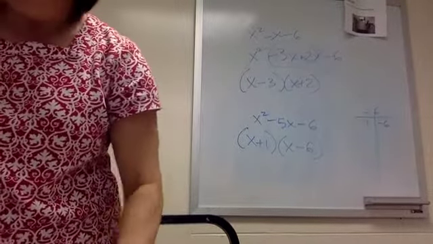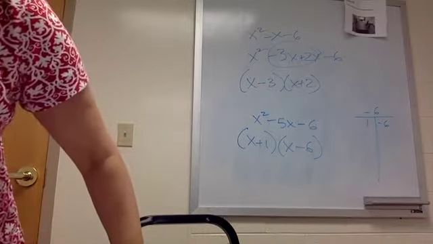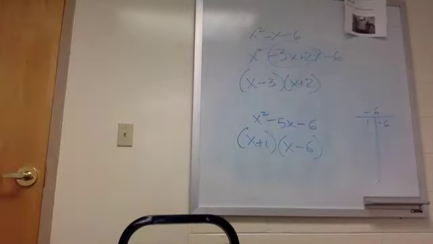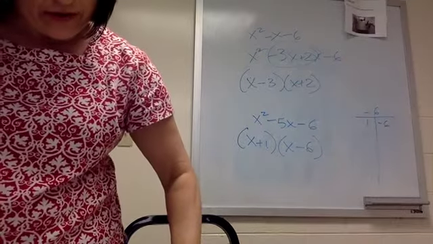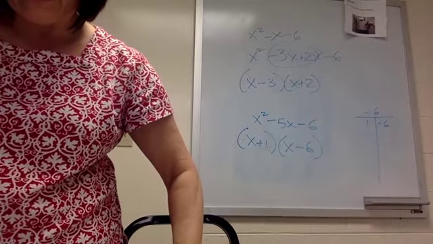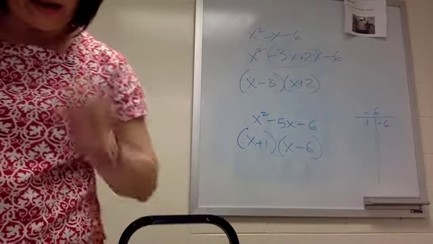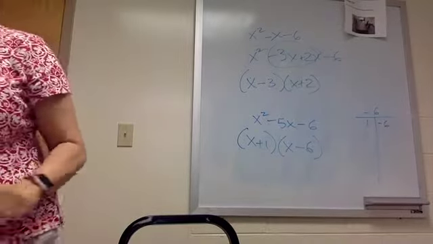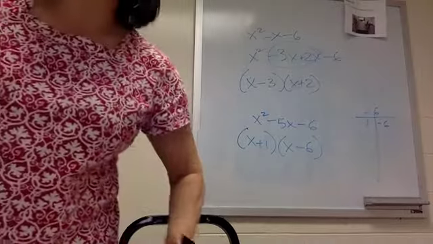For number 10, you're looking for factors of negative 10 that combine into negative 3. So 10 and negative 1, that's going to give you 9. Is it negative 5 and 2? Yes.